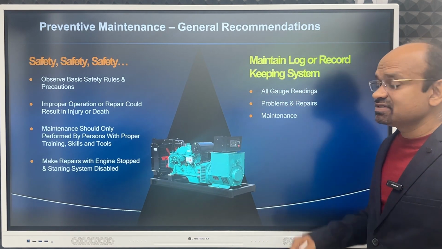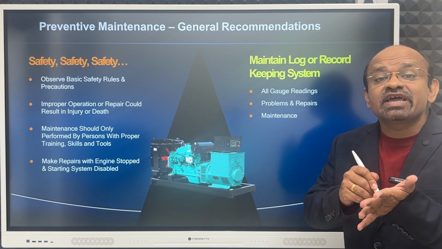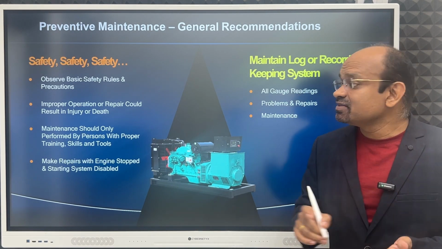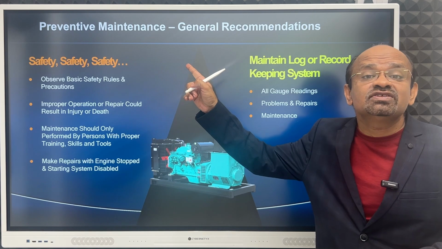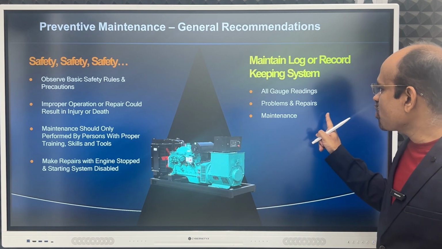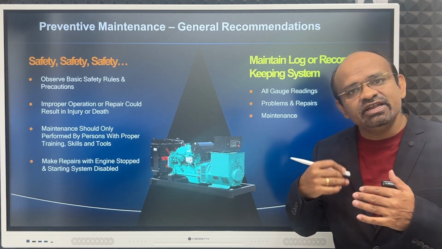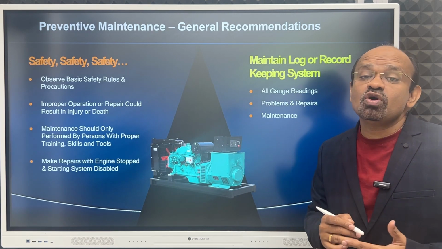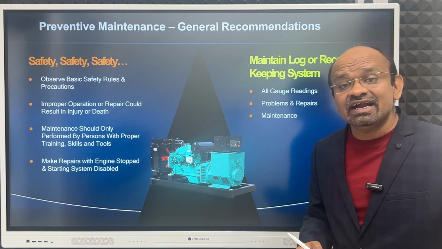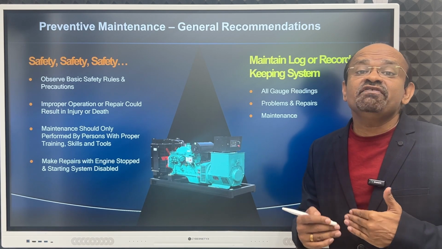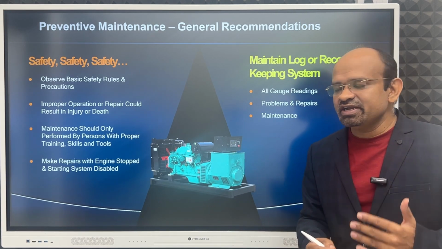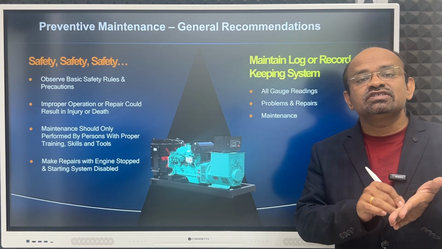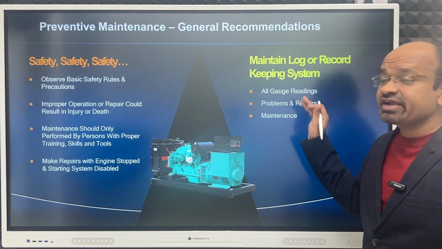Keep the record of all gauge readings, because gauge readings also will give you a hint if something is going wrong with the engine. Then problems and repairs: if there were any problems, or repairs done on the engine, and what they had done at that time, you can re-verify if it was done properly. Then maintenance: if maintenance is done on time, you just need to keep a log or record of it.